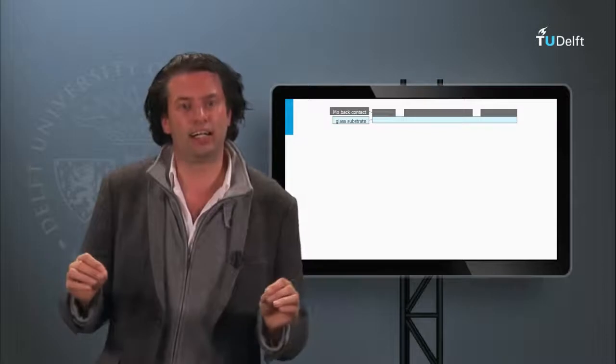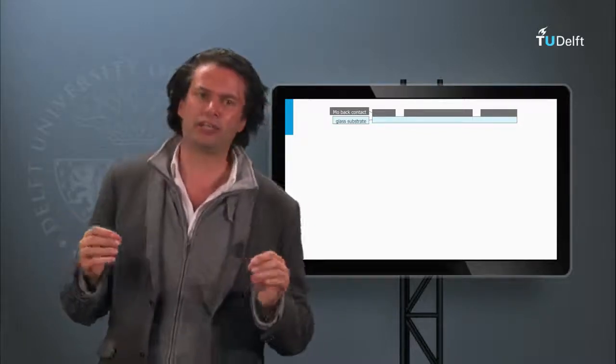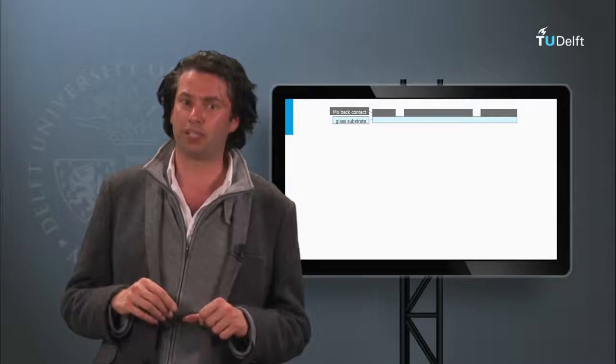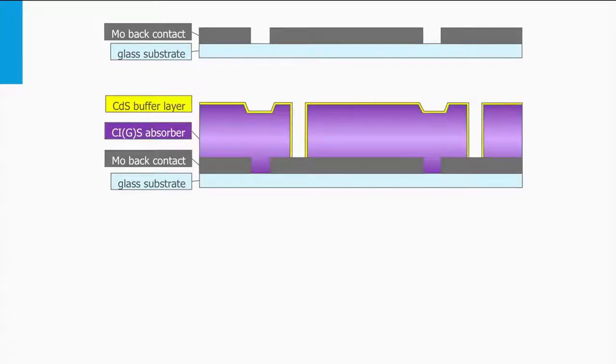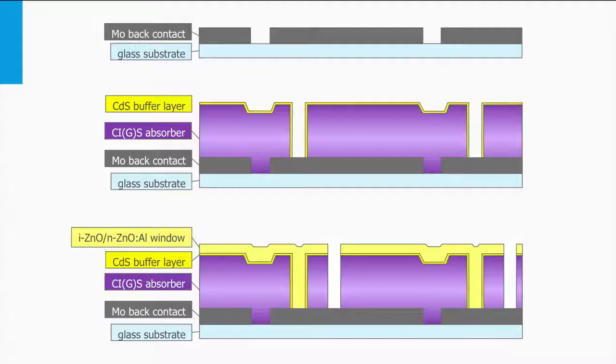A CIGS cell in a module are similarly interconnected as we have seen for thin film silicon cells discussed earlier. First, the molybdenum back contact is deposited on top of the glass substrate and the cell areas are defined by laser scribes. Then the CIGS P layer and cadmium sulfide N layer are deposited, including a laser scribe step. Finally, the intrinsic and p-doped zinc oxide is deposited, followed by a final laser scribe step. Now the front TCO electrode is connected with the molybdenum back contact of the next solar cell.